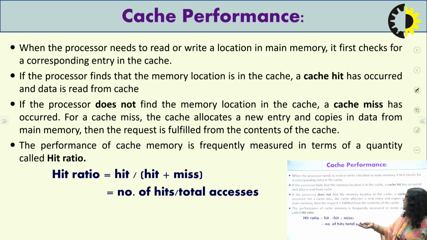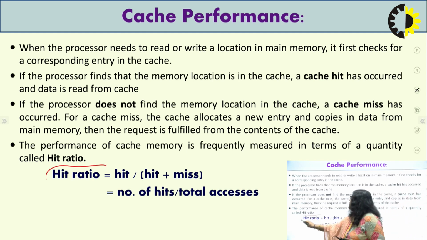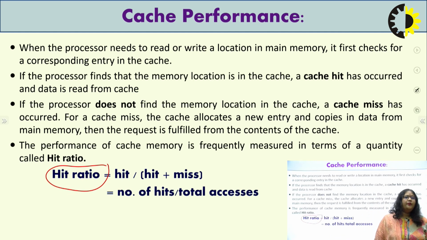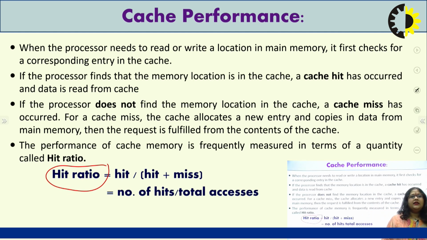So this is the hit ratio. Hit ratio is calculated as hits divided by the total number of accesses. Total number of accesses means hits plus misses. So this is basically how we find the hit ratio. This is a very important ratio that tells how often we find the data in the cache.